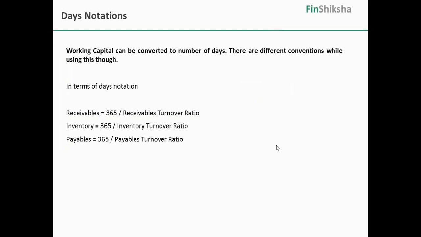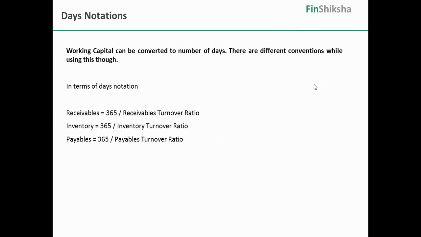Now, all you need to do, in terms of days, is convert this into number of days. Take your receivables turnover ratio and divide 365 by that. So 365 divided by the receivables turnover ratio, 365 divided by the inventory turnover ratio, 365 divided by the payables turnover ratio. Now what do we mean by this?